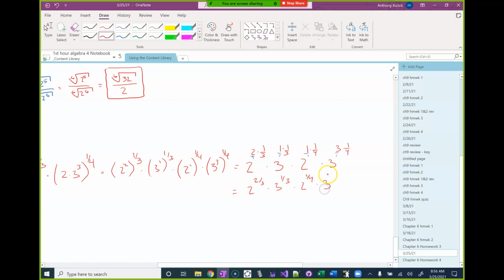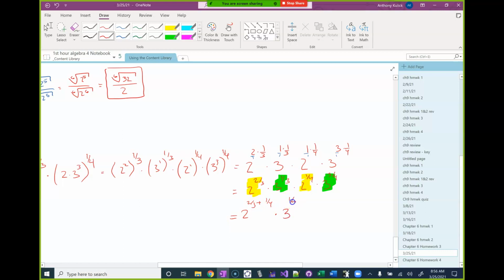So I notice here I can multiply these together by property 1 because they both have the same base, that being 2. And I can multiply these together by property 1 since they have the same base, namely 3. So using property 1, I have 2 to the 2/3 plus 1/4, and I have 3 to the 1/3 plus 3/4. Everybody okay with that?